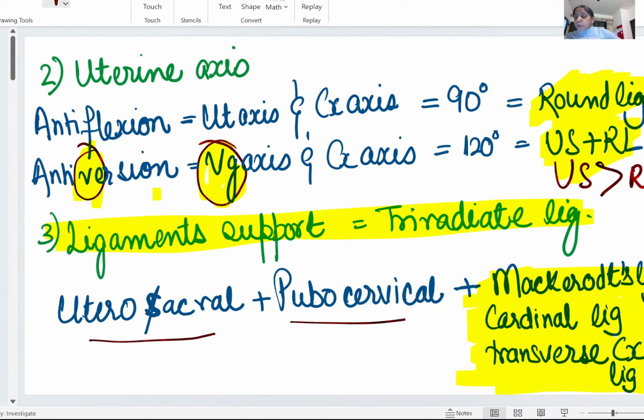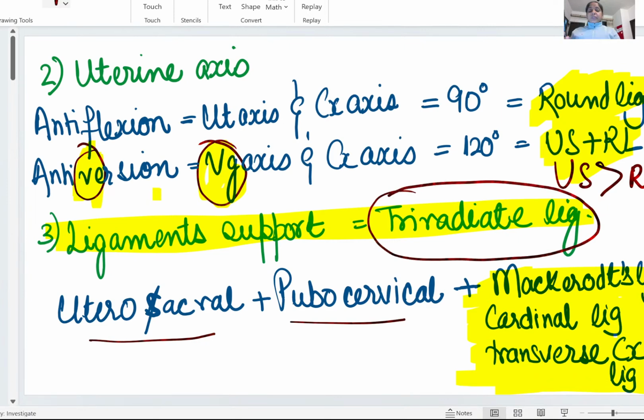The ligament support. Let us study the ligament support. Ligament support is by which ligament? Three ligaments, and they go radially. That is why it is known as the triradiate ligament. They go radially. And what is the center point? The cervix. From the cervix, they are going radially.